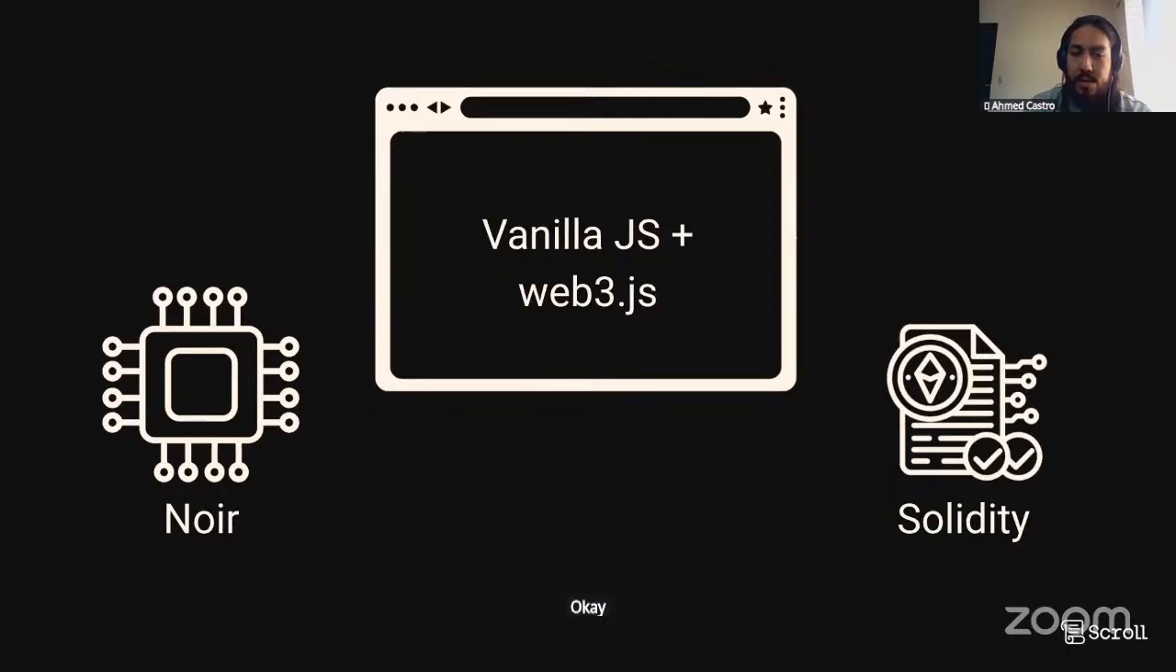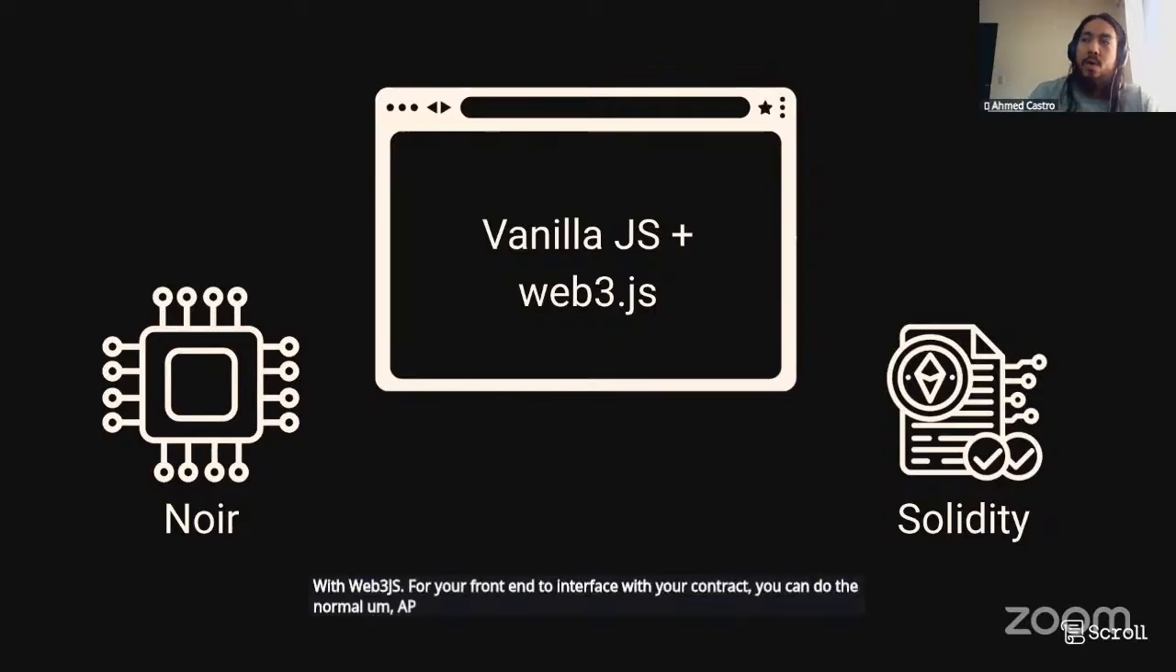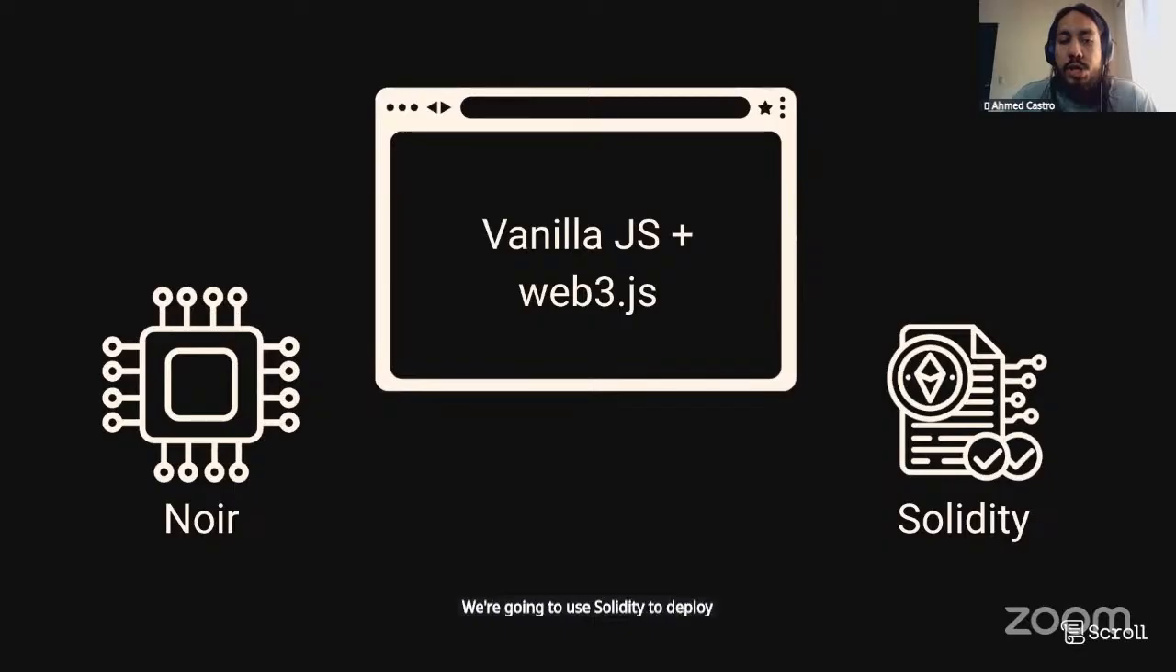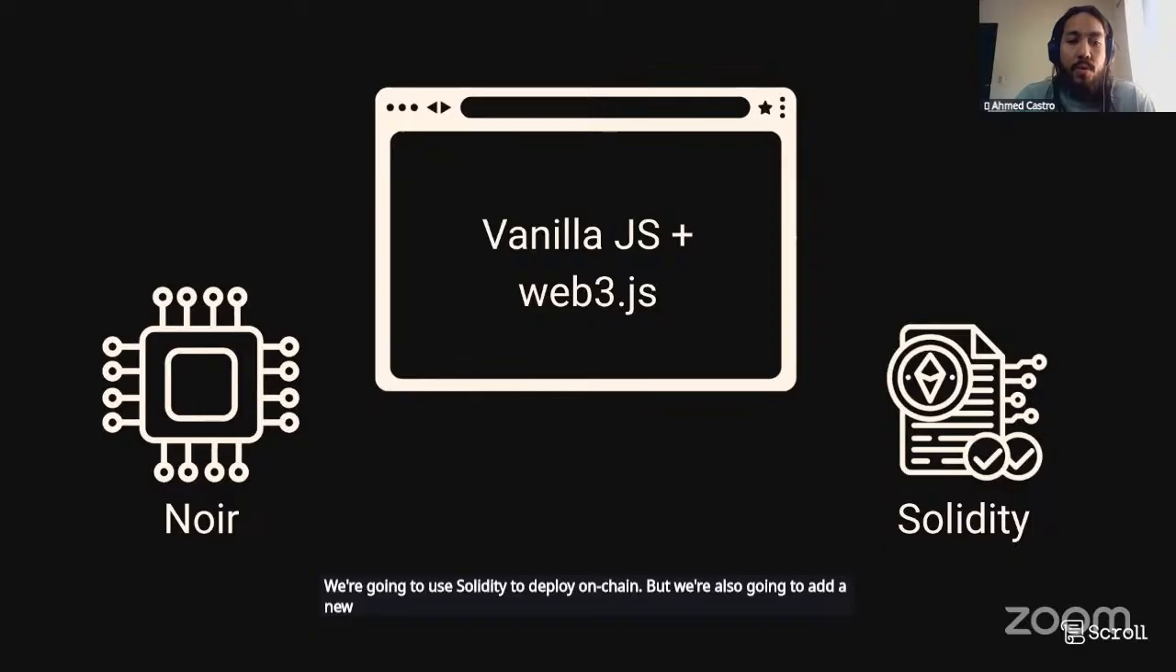Okay, in this workshop we're going to build an application that combines these components. We're just going to use vanilla JavaScript with Web3.js for your front end to interface with your contract. You can do the normal API calls with an RPC. What you're already used to is exactly the same. We're going to use Solidity to deploy on chain, but we're also going to add a new component, and the new component is Noir.